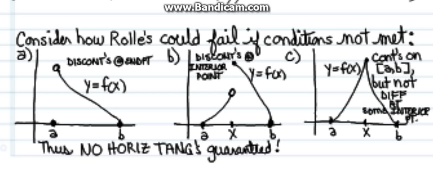Okay, now in the first example, a, you'll see that the y partner to a, f of a, is equal to 0 because it's sitting on the x-axis. Same for the y partner to b. f of b is also equal to 0. So we have equality of the y partners. f of a is equal to f of b. They're both equal to 0 in that example.